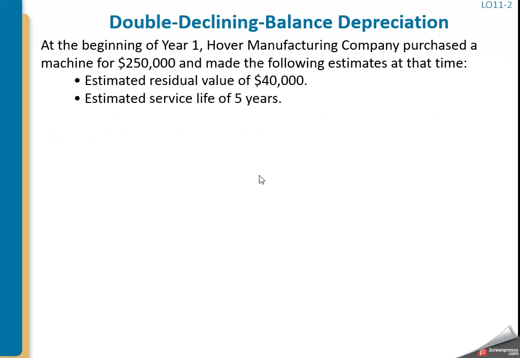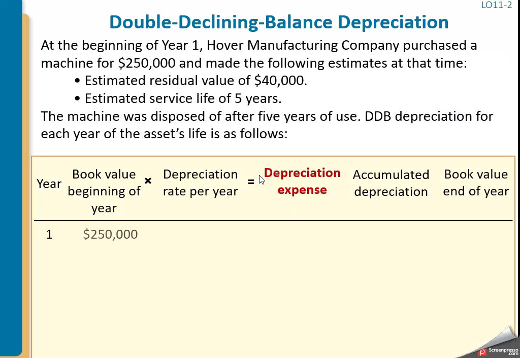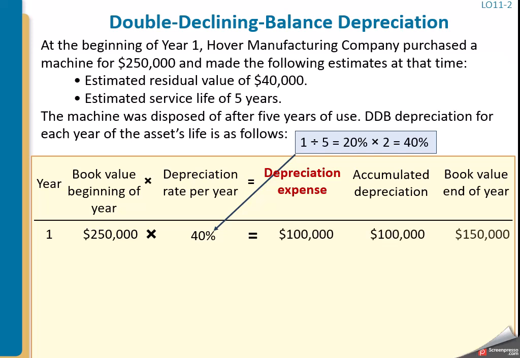So the double declining balance method, same scenario, but now what we do is we calculate out our straight line rate. So that's what this 20% is. We've got a 5-year useful life, so 1 divided by 5 gives us 0.2, or 20%. That is what they call the straight line rate. We're going to take that times 2, and that'll give us our double declining rate. So our double declining rate is 40%.